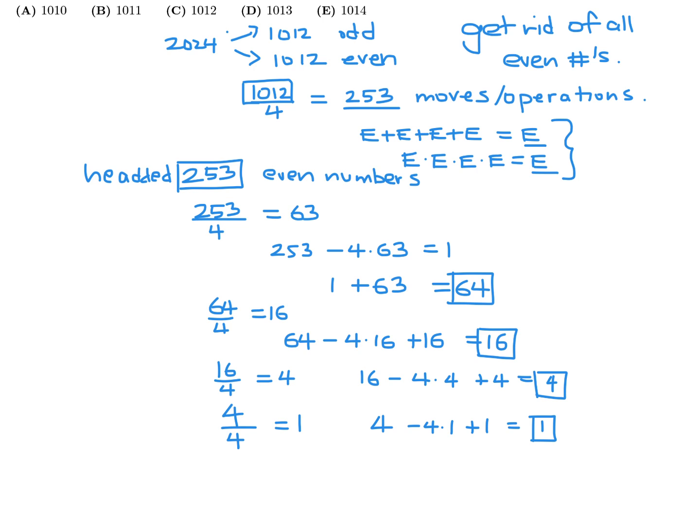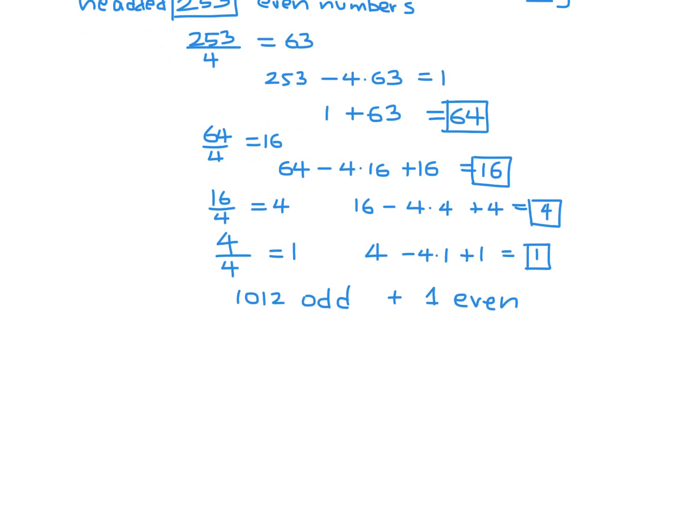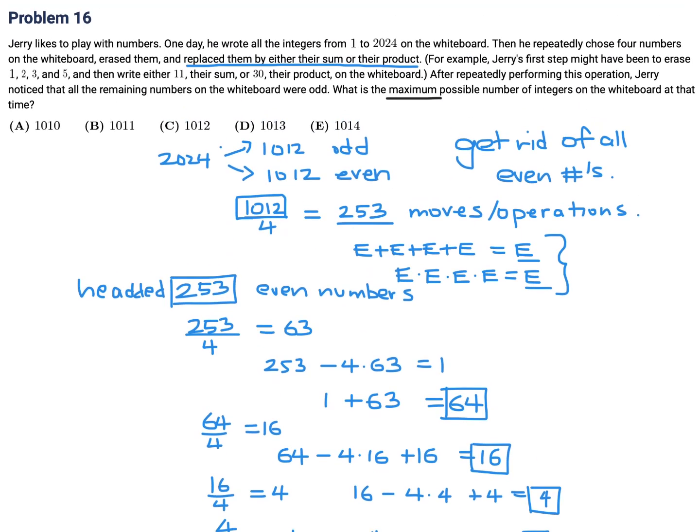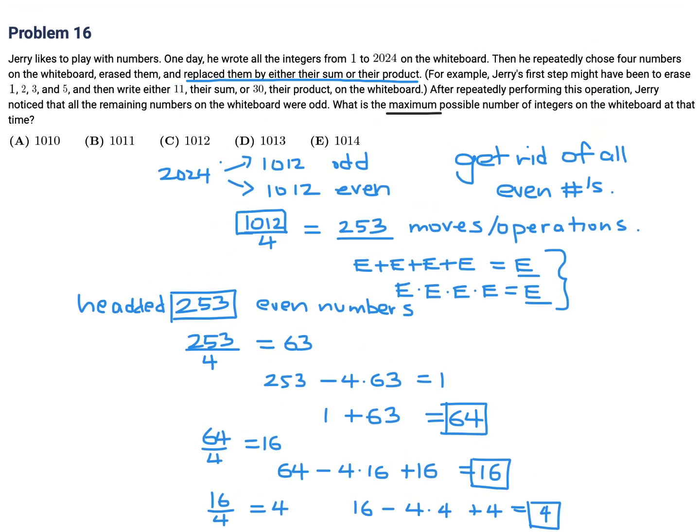So now at this point, we have 1, 0, 1, 2 odd numbers, because those odd numbers are just sitting there, that we haven't done anything with, plus one even number. Okay, now we still have to get rid of this guy because we want all even numbers gone, correct? All the remaining numbers on the whiteboard were odd.